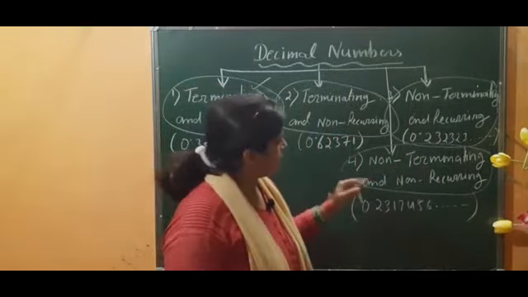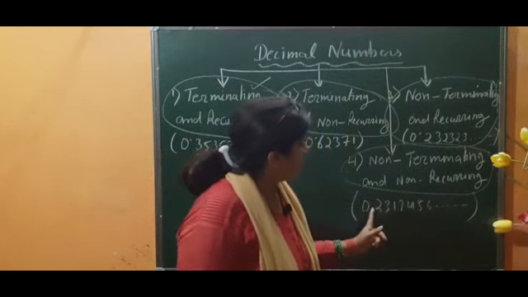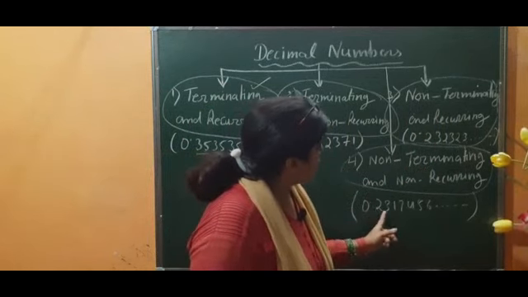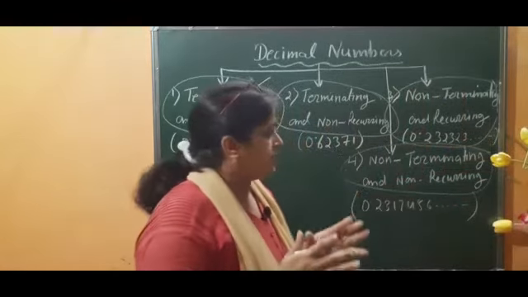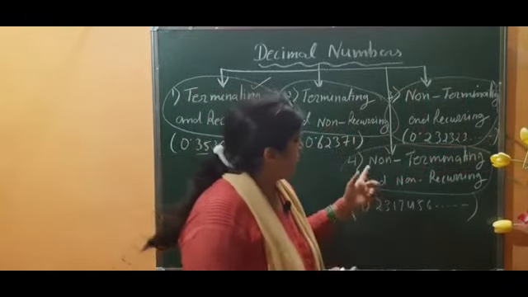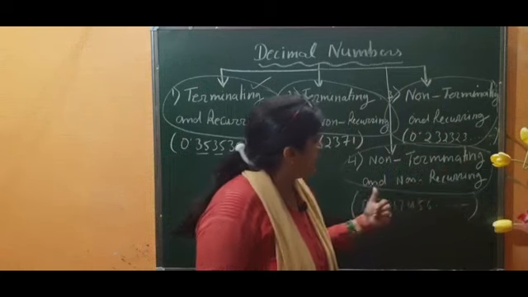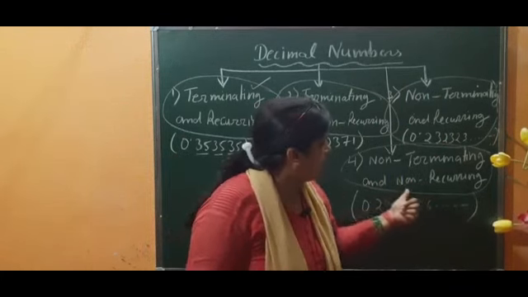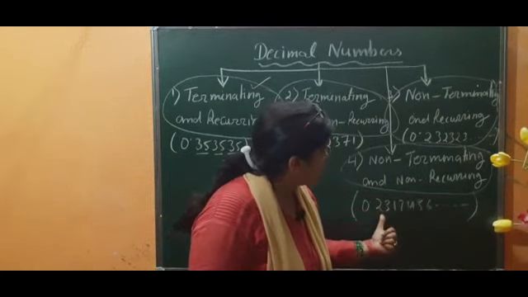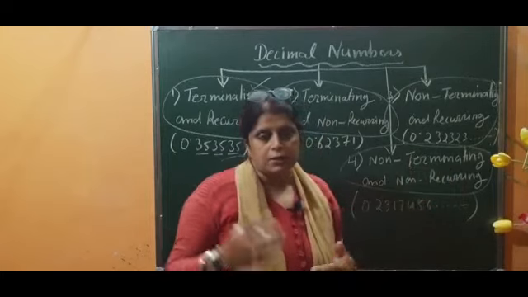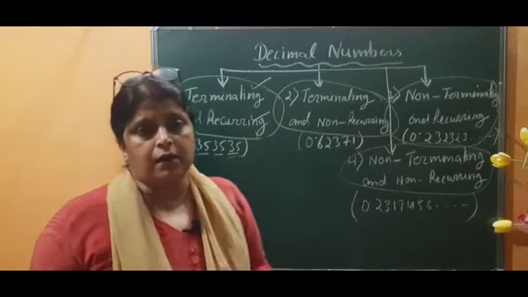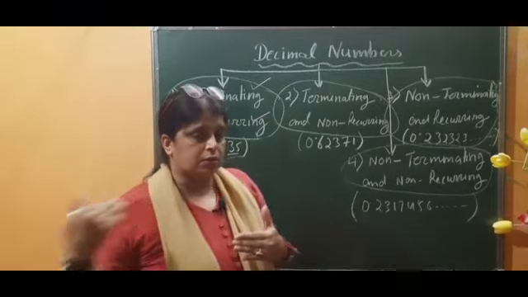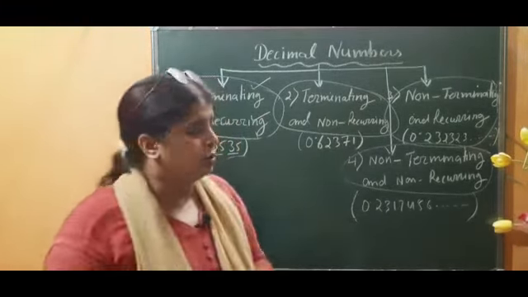Now the last one is non-terminating. See the example I have given: 0.2317456 dot dot dot, no end, meaning the number of digits is not fixed, so we will call it a non-terminating decimal number. And why have I called it non-recurring? Because there is no repetition of the same digits. So there are 4 types of decimal numbers. I hope it is clear. Once again, you start the video and go through this again.